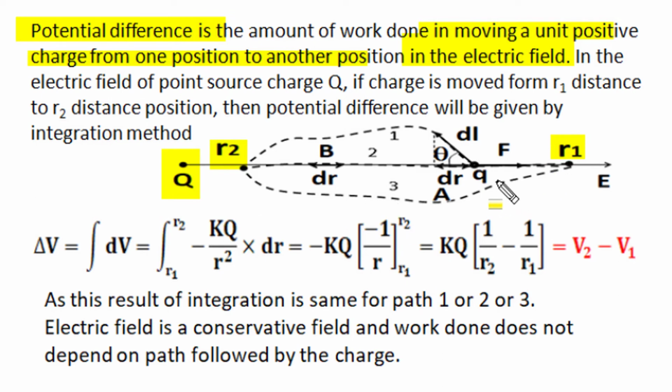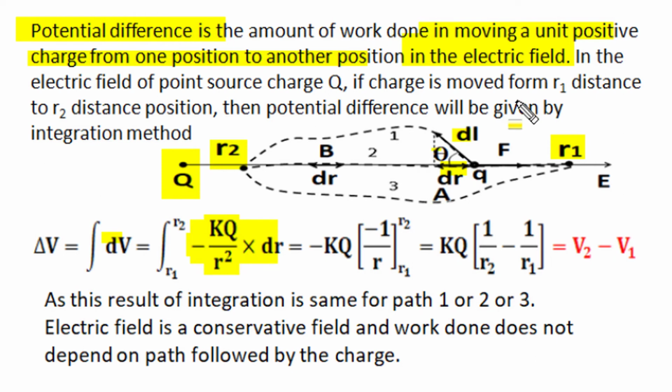Now at R distance from source charge capital Q, the electric field is kq upon r square, and when we make an elemental displacement dl, which makes angle theta opposite to the direction of force, then the elemental work done per unit charge dv is minus E dot dl, and the dot product results in dl cos theta, which is the displacement dr along the radial line. Since the dr displacement is considered opposite to the direction of force, we also use a negative sign in this relation. So this would be the elemental work done for a small displacement dr.